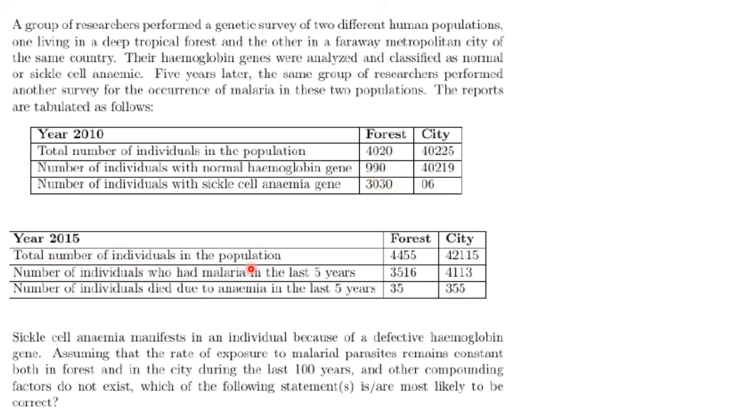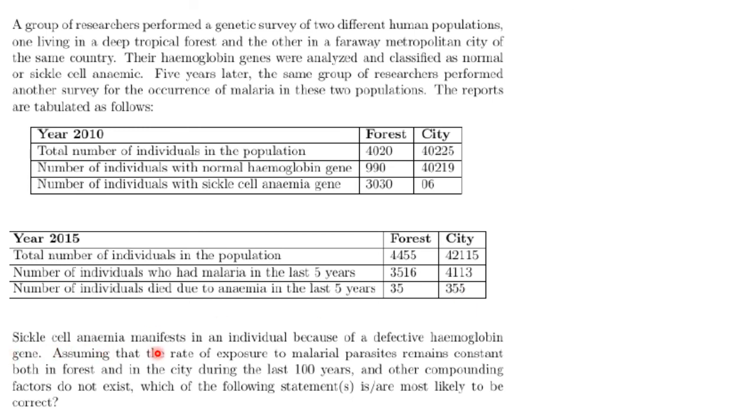Now total number of individuals in the population. By 2015, the number increased both in forest and city. The number of individuals who had malaria in the last 5 years. In forest it was 3,516 and in city it was 4,113. Number of individuals died due to anemia in the last 5 years, that is only 35 in forest, and in city it is 355 individuals who died of anemia.